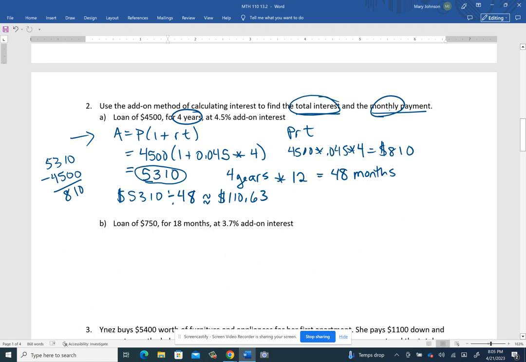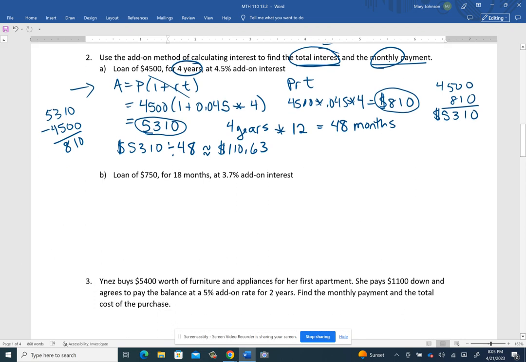All right, now on this next one. If they asked me for the interest first and then the monthly payment, then I might have calculated the 810 and never used this formula, because I could just take the 4,500 and add the 810 to come up with the amount I would have to repay. So make sense of it, whatever way makes sense for you. It depends on the kind of questions they're going to ask me, how I might approach it. So let's try that on this one.